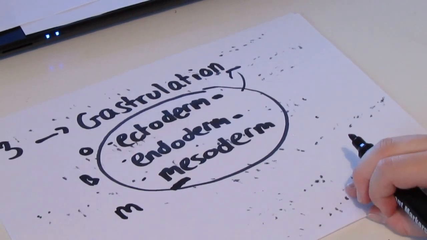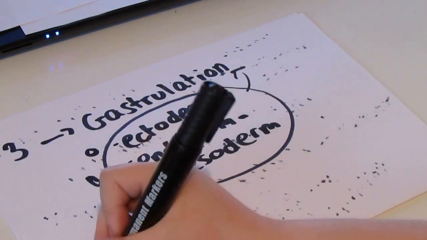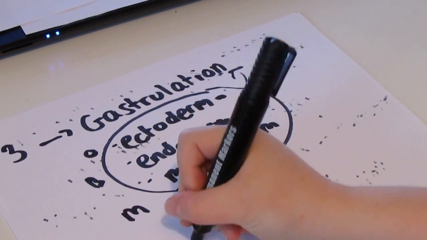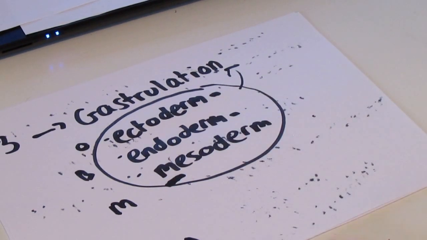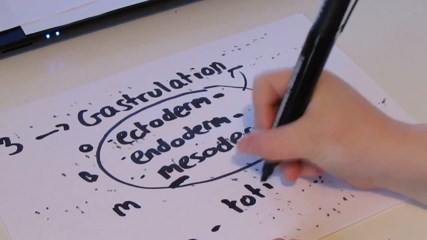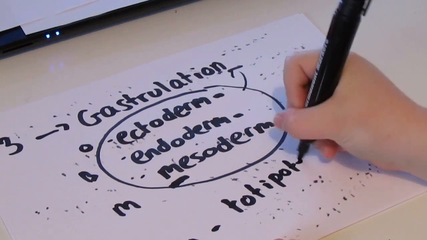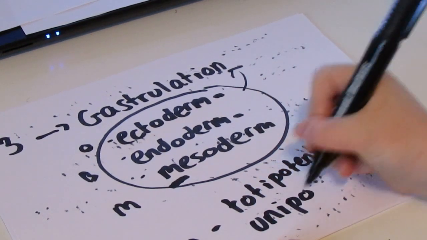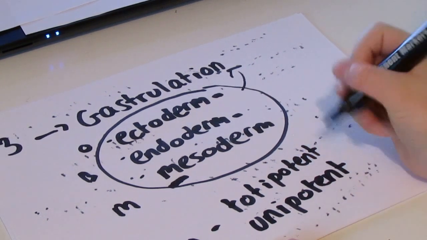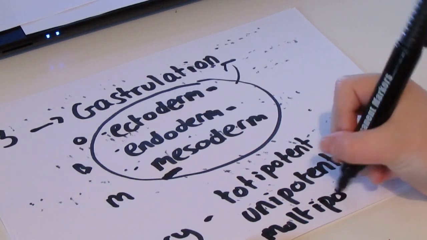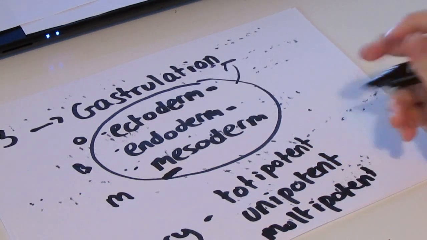Now, another word that's important in embryology is potency, the potency of cells. And this just basically describes a cell's ability to differentiate into other cell types. So for example, we've got totipotent, unipotent, and multipotent. Now these are just a few examples, and I'll go through them in more detail in a future video.